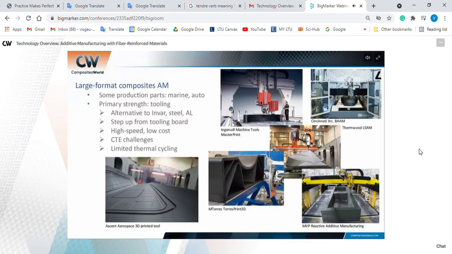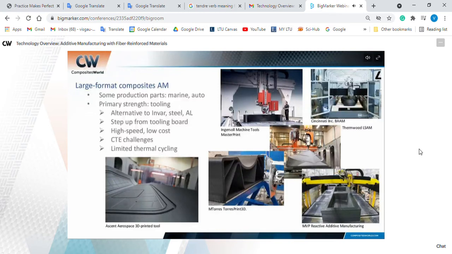that can help bring a product to market more quickly or help develop a prototype more robustly and quickly than might be possible with other materials. Of course, Invar steel and aluminum are expensive, can be expensive, and can be time-consuming to produce. The challenge here is CTE, coefficient of thermal expansion.